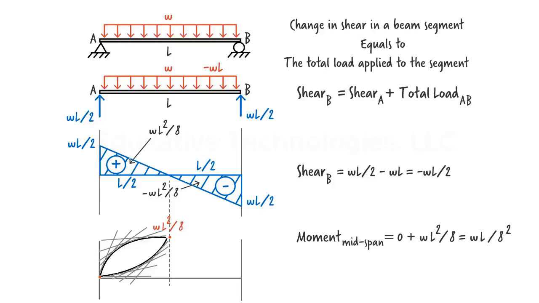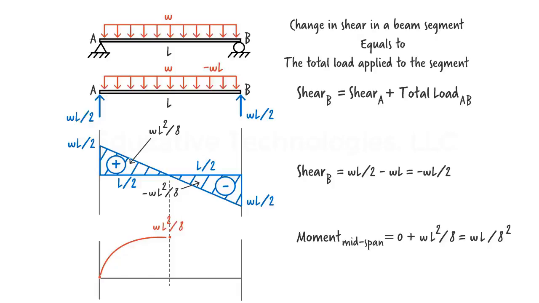Shear in region R1 is positive but decreasing in value from left to right. That is, the shear value at the left end of the segment is higher than the shear value at the right end of the segment. Shear at the left end of the segment is WL over 2, whereas shear at the right end of the segment is 0. Therefore, the moment curve needs to have a decreasing slope. So this is the correct diagram.